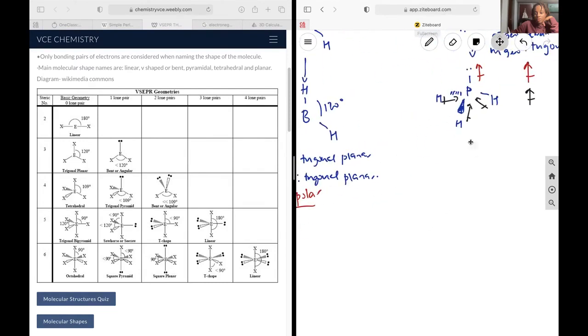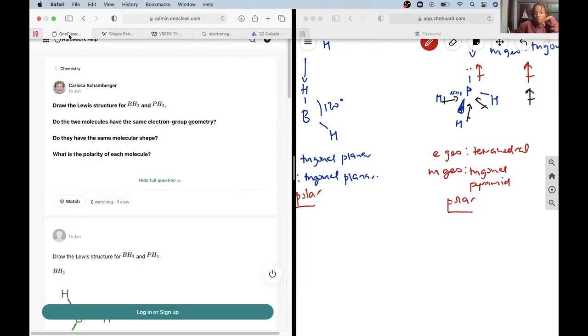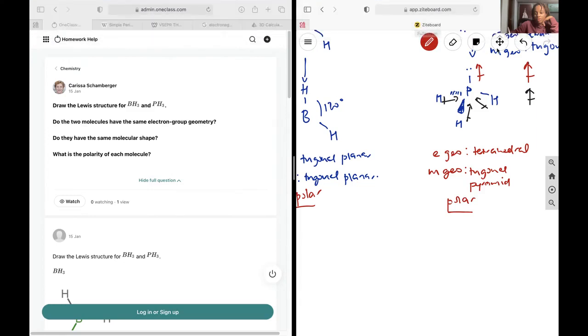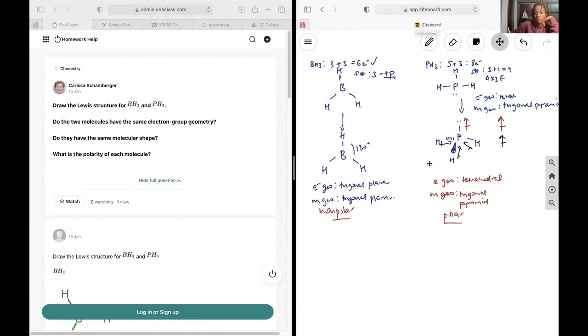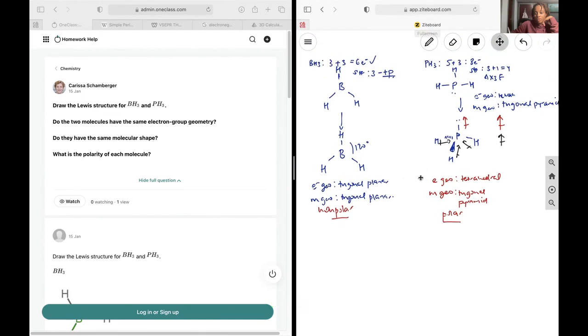And so let's come down here. Its electron geometry we found was tetrahedral. Its molecular geometry we found was trigonal pyramid. And last to be found, it will indeed be polar. So now let's go back to the questions asked. First up, we're asked if they have the same electron group geometry. Let me just zoom out so you can see everything. Okay, so electron group geometry, one is trigonal planar, one is tetrahedral.